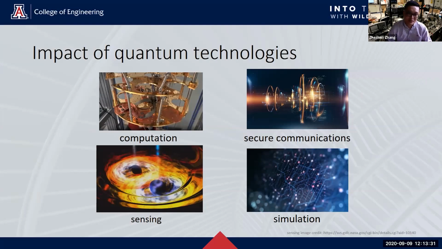In addition to quantum computers, the broad quantum technology would also have profound impacts on multiple domains, including sensing, secure communication, and also simulations. So for sensing, people have already used the quantum state of light in gravitational wave detectors to enhance the performance of seeing gravitational waves. There's also a lot of applications in biological imaging and sensing.